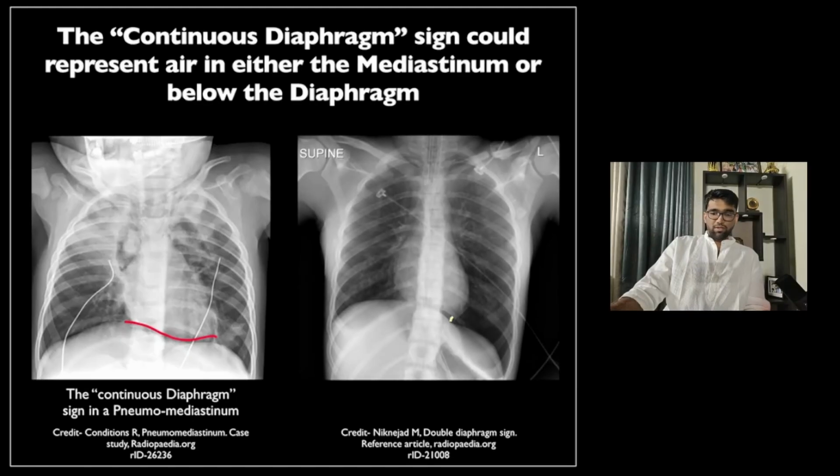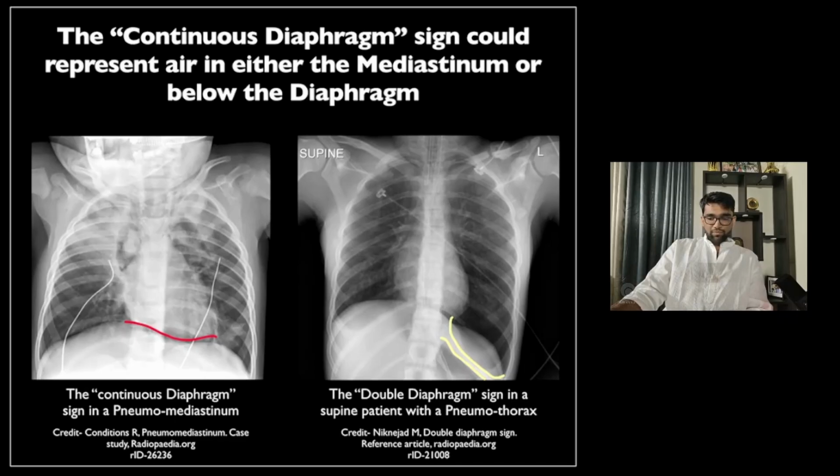Then there is also something called the double diaphragm sign that is present in a supine patient with a pneumothorax. The double diaphragm sign is not a finding of pneumomediastinum. So here what is happening is that the air within the fundus of the stomach on one side and air within the left hemithorax is making the upper and lower silhouettes of the diaphragm more apparent. But these sound similar, they are not the same finding, and they represent completely different pathologies.